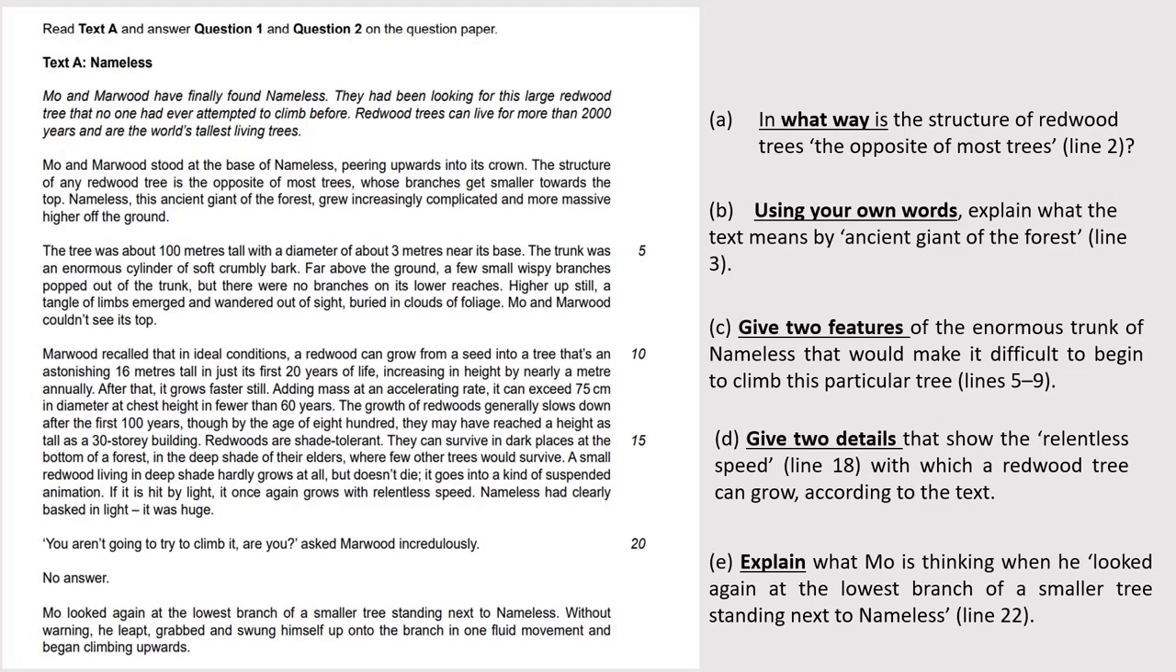Well, this is a 1-mark answer. Now, what do you think? If you look at how he has behaved, he was looking up, okay, and they're asking you to explain what he might be thinking about when he looked again. So I'm sure he must have thought about whether he could climb up using the other tree. Or he might be planning to use the other tree to get access to Nameless itself, right? So these are the two possible answers.